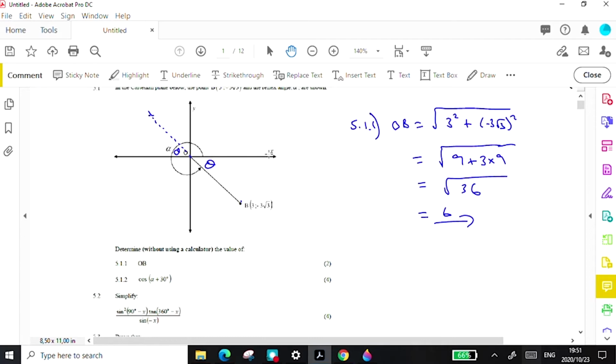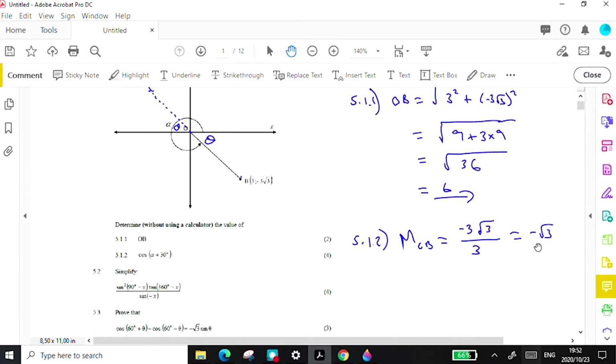To find theta, we need to find the gradient of this line, so we need to find the gradient of OB. The gradient of OB, by definition, is equal to change in y over change in x. So it's change in y, minus 3 square root 3, divided by change in x, which is 3. And this is just negative square root 3, which is the gradient of this line.